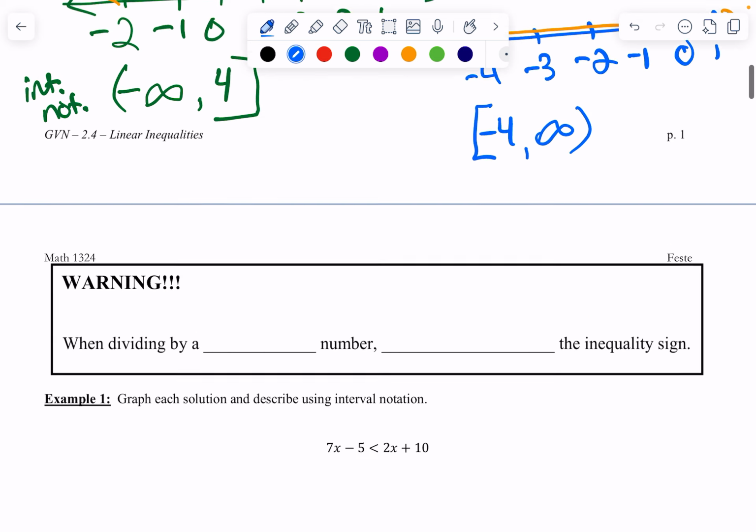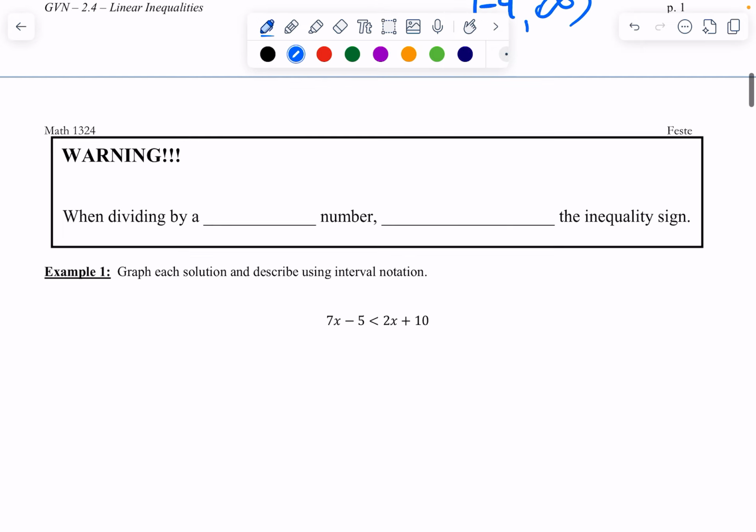Okay, let's move on. So here's the warning that we just did. When dividing by a negative number, flip the inequality sign. Make sure that you remember to do that.